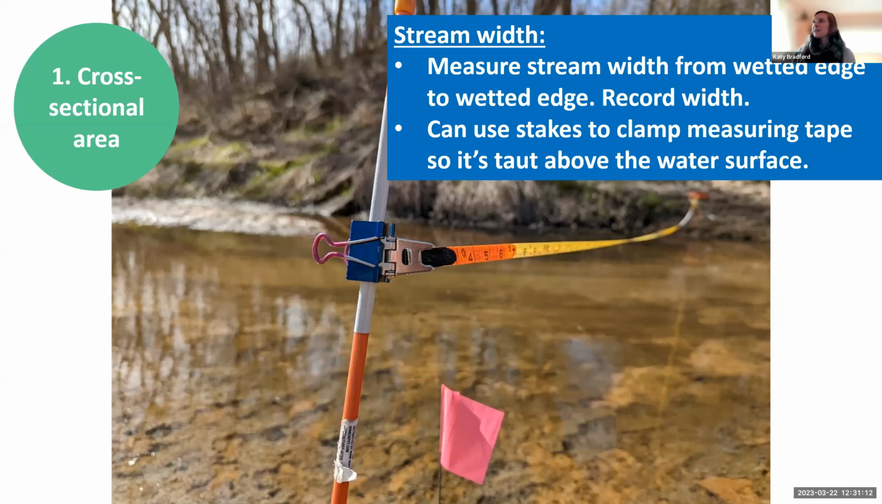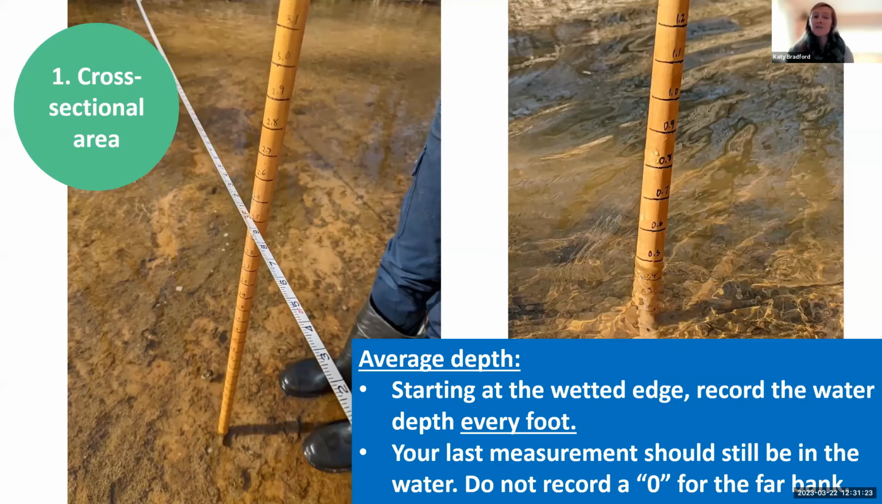And you can use stakes, we tell them, to clamp your measuring tape taut across the stream, because then we're going to use that for calculating our average depth. So part 2 of the area is calculating an average depth. And what we do is we use up to 20 depth points to get an average depth of the water. So we generally have them take a depth measurement every foot. It's really important that they're measuring at equal intervals across the stream, and they take a depth measurement at every foot.